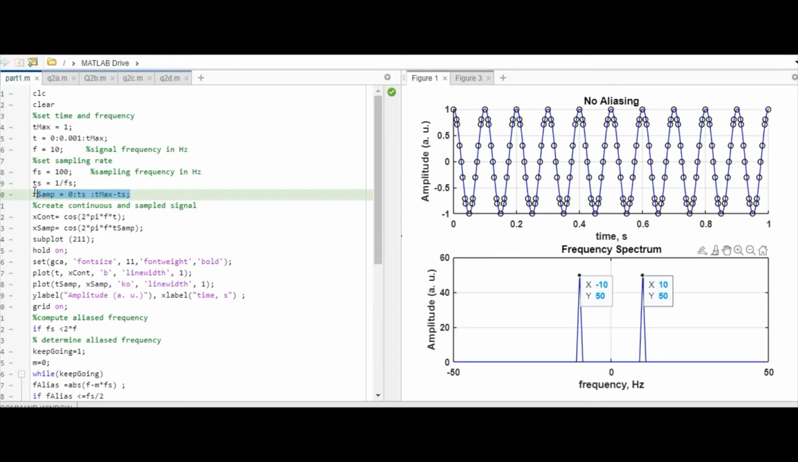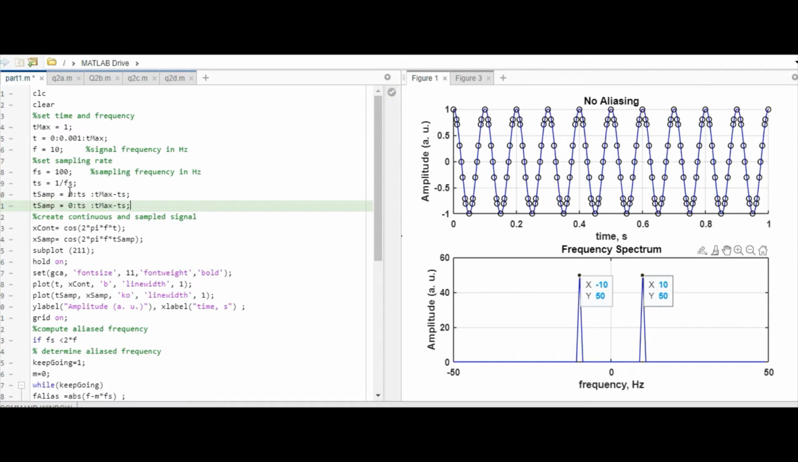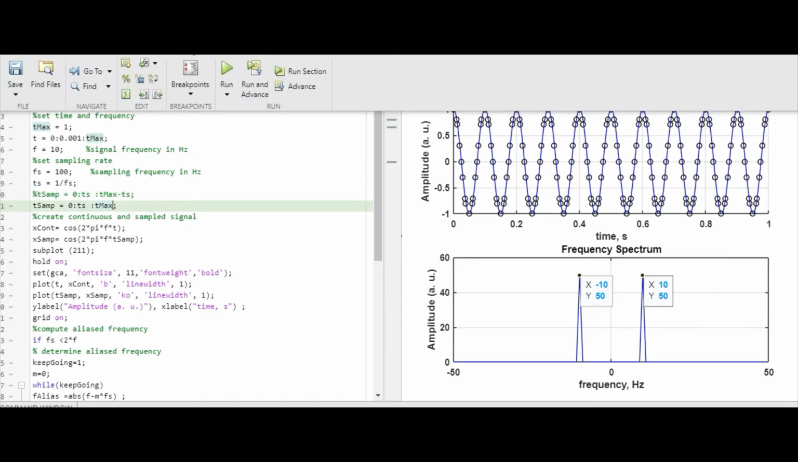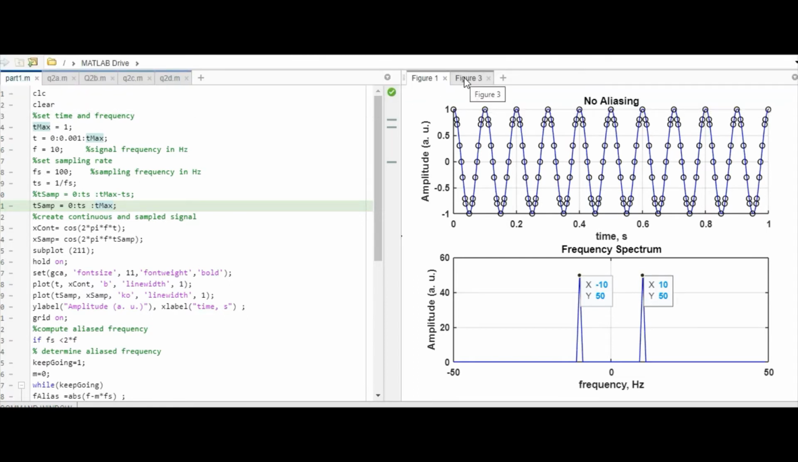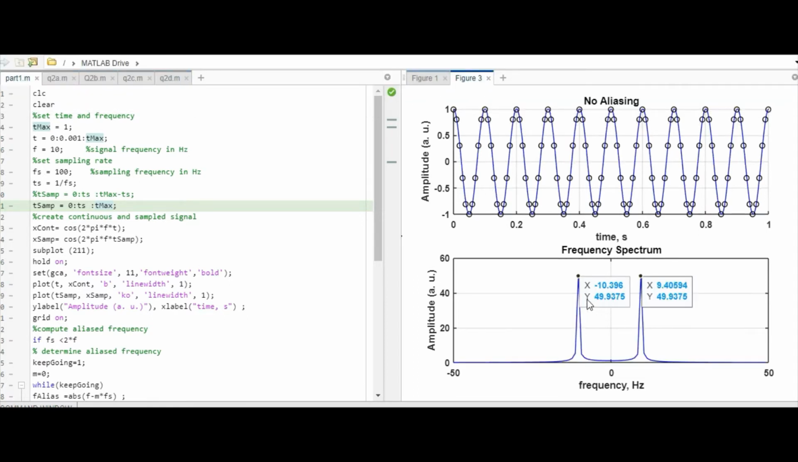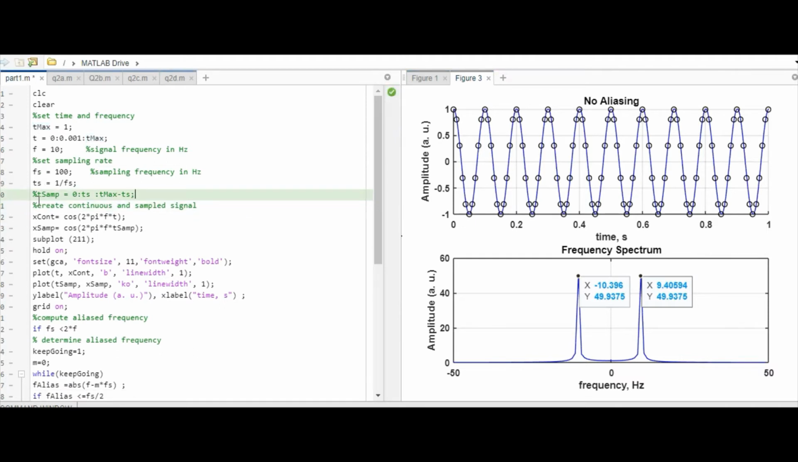So for example, I'm taking until Tmax only, and later I will get this graph. Now the x is -10.396 and the other one is 9.40 something. So it is not balanced, so the index is not balanced, so we will remove this and we will use until -ts.